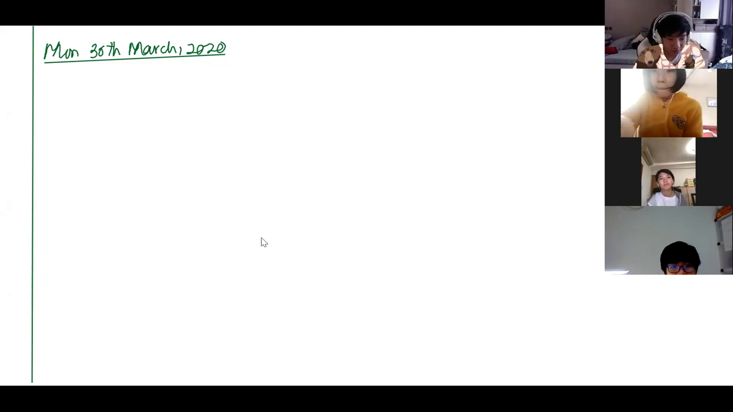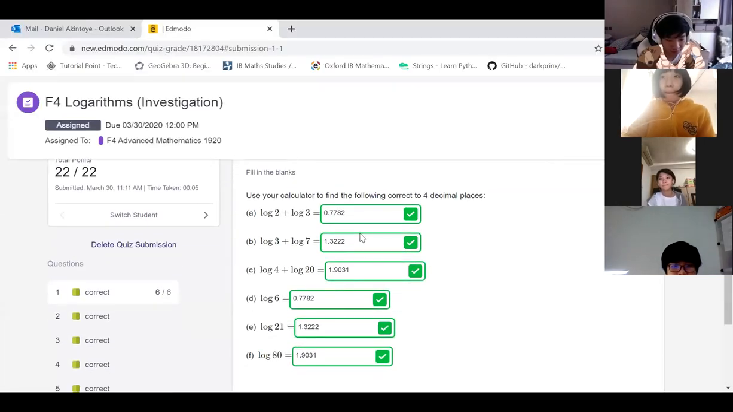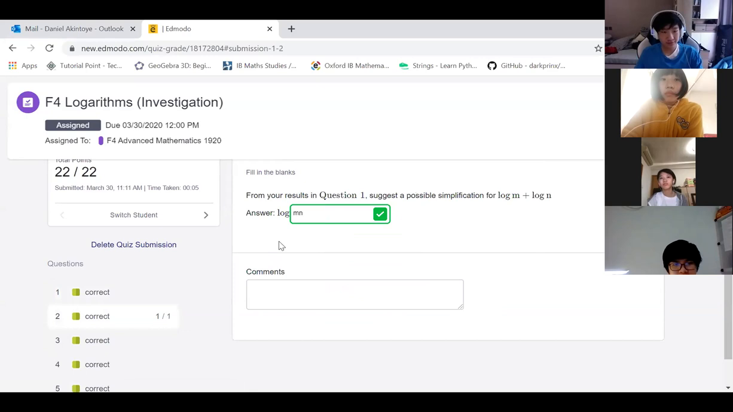So, if you look at it, the first one, the approximation was good. Looking at this, you could see that this and this are the same. The point here is that when you have two logarithms of two different numbers, adding them is the same as the logarithm of the product of the numbers. That's the point of this investigation, and that is what I asked you to do here.